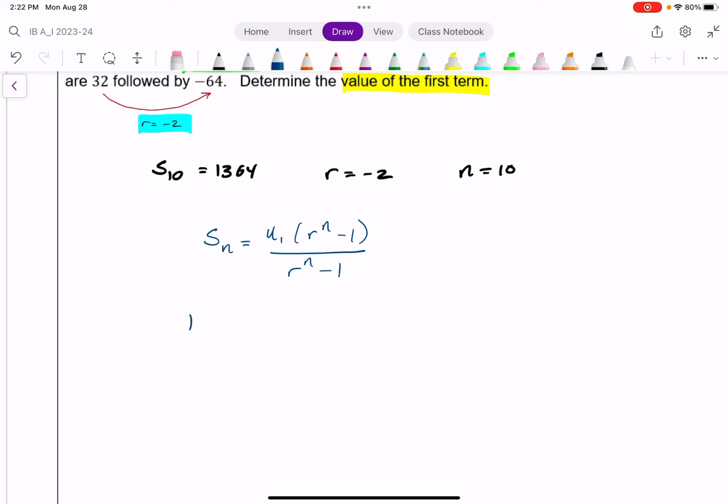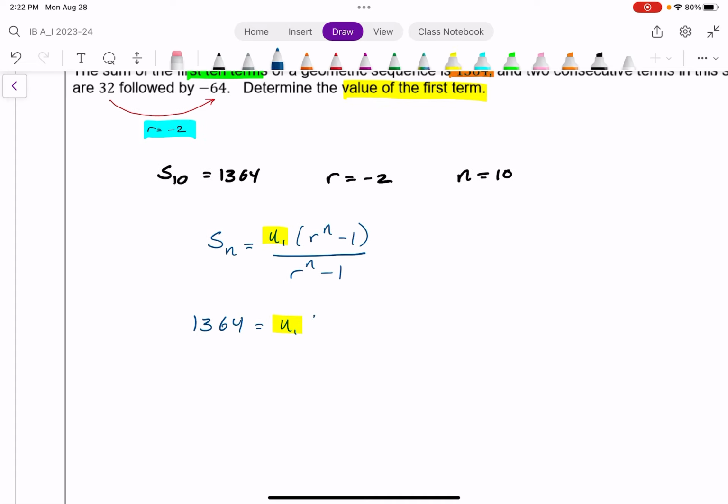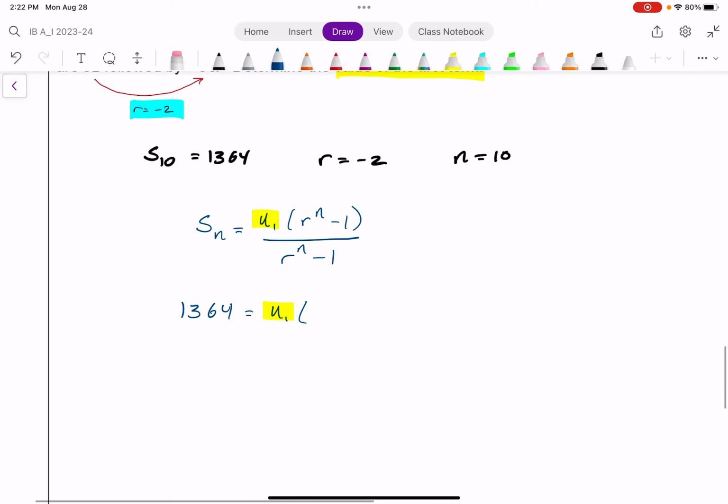I know the sum is 1,364. I don't know the first term. That's what we're trying to figure out. But I know everything else. Common ratio is negative 2. Now I got to be careful again with these brackets here. It's all of negative 2 being raised to the power of n, being the number of terms, which is positive 10, minus 1, all over, oh, it helps if I write down my formula properly, there shouldn't be an n right there, just negative 2 minus 1.